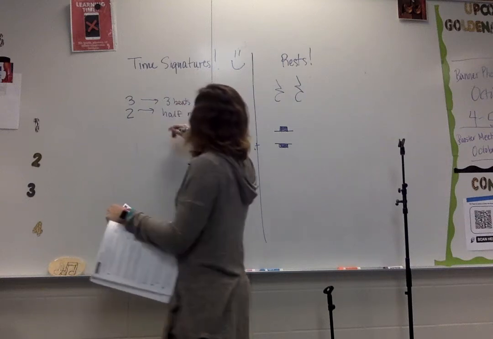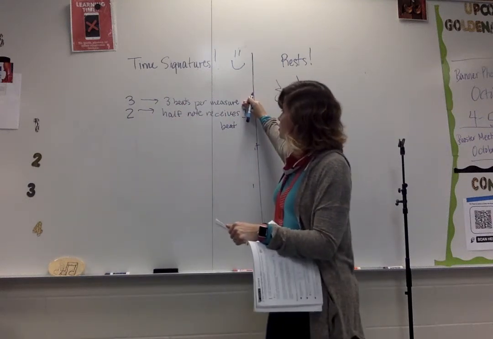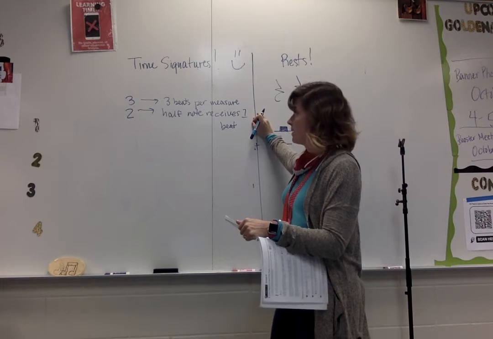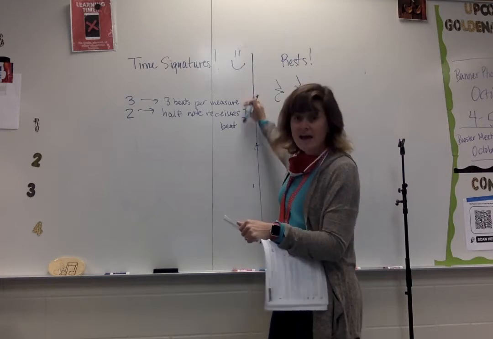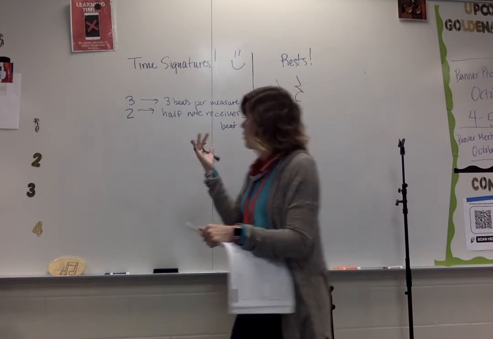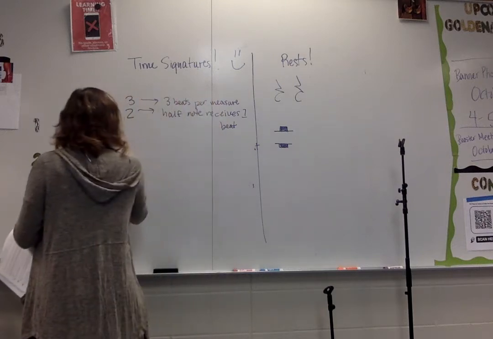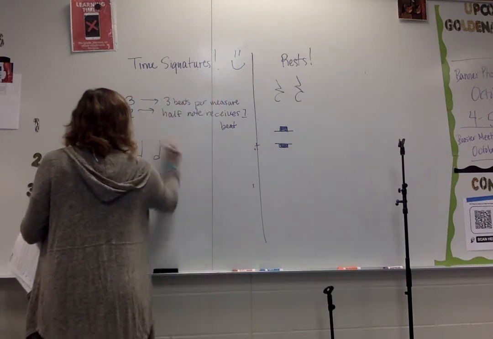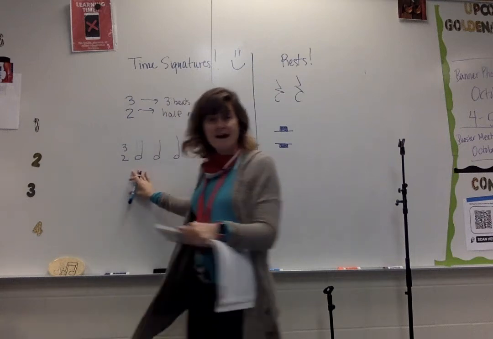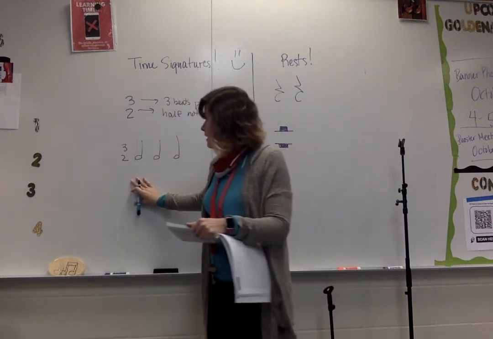So what is this time signature telling us? 3 beats per measure, and the half note receives 1 beat. That means there are 3 half notes in every measure. So one measure of 3/2 time is going to look like 3 half notes, just like that, all right?